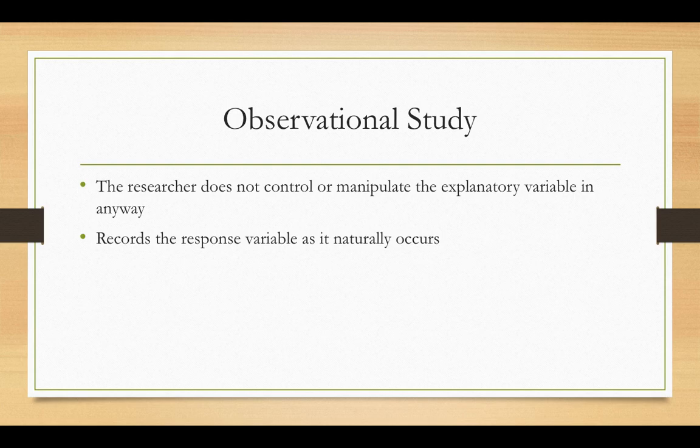So an observational study is a study where the researcher does not control or manipulate the explanatory variable in any way. So we record the response variable as it occurs. These are going to be surveys where you go out and you ask people their opinion on something, or you count the number of cars that go through an intersection, or you look at the number of credits that students are taking. It's things that you just observe. You don't control anything of it. You're just looking at how these things are occurring in nature, or without me having any direct influence on them.